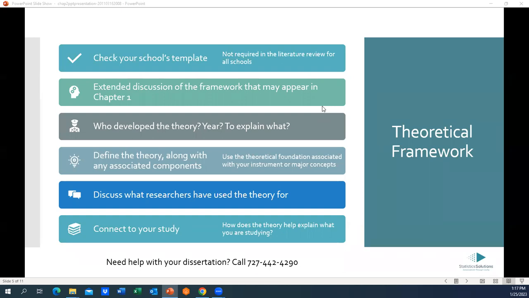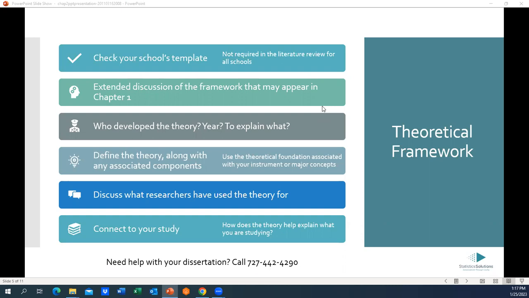So a couple of things here, though. Number 1, what is a theoretical framework, right? Because it's kind of hard to get our heads around sometimes. And number 2, there's something called a conceptual framework. And so what's the difference between the theoretical framework and the conceptual framework? Okay.